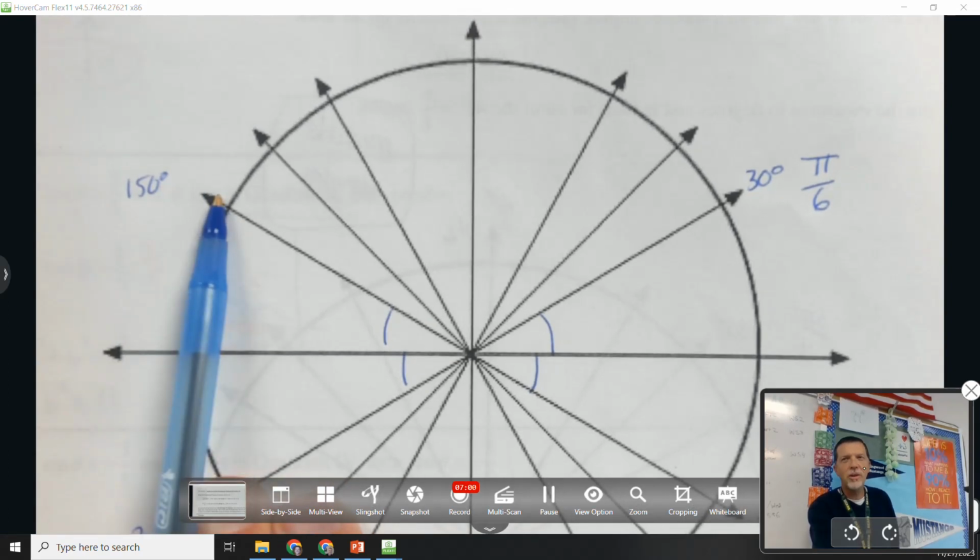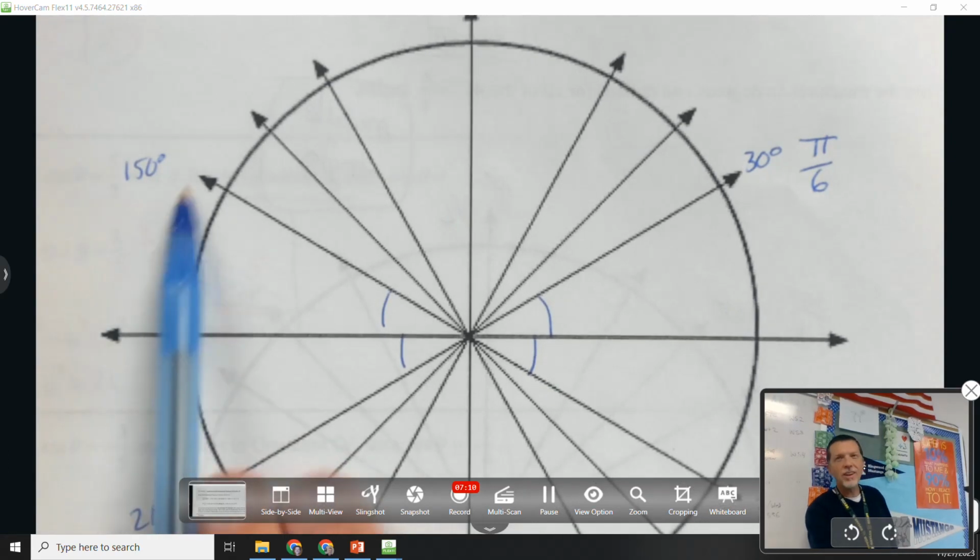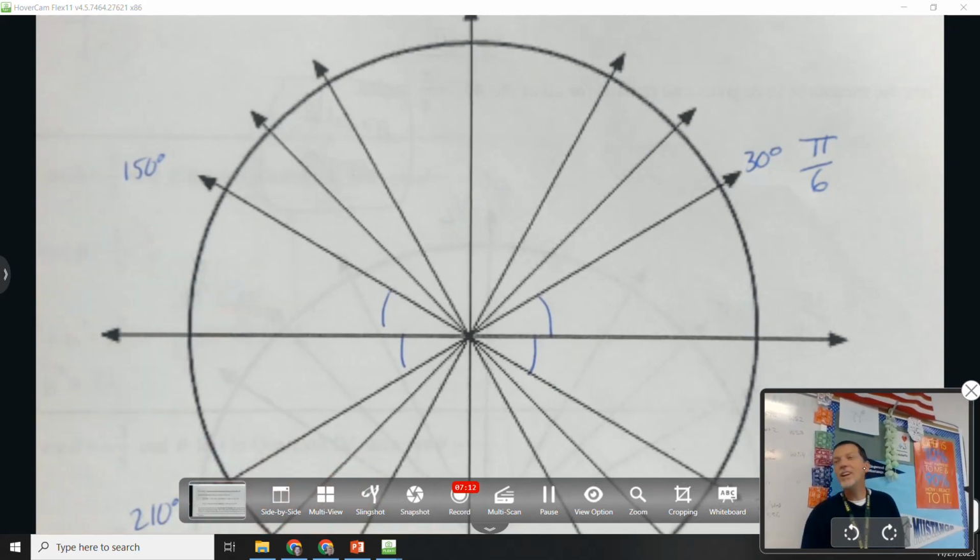How did you get 5 pi over 6? That's right, but how did you know that? Because you can multiply it by pi over 180. Okay, so that's one way to do it. 150 times pi over 180 is 5 pi over 6. Anybody get there a different way?